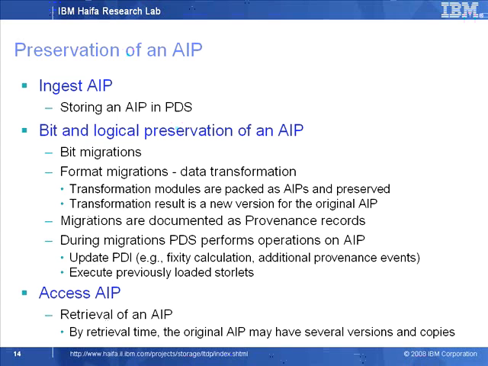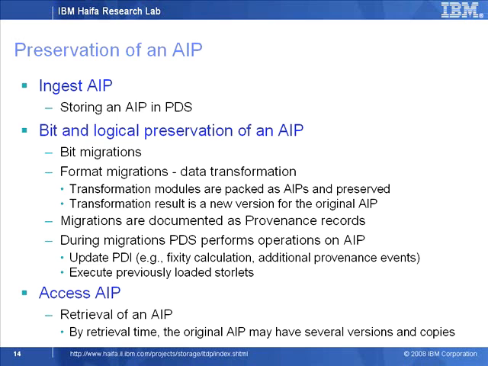When we conduct data transformations, the transformation module is packaged as an AIP and preserved. The transformation result is also preserved as a separate AIP, along with the original AIP, representing another version of the original.